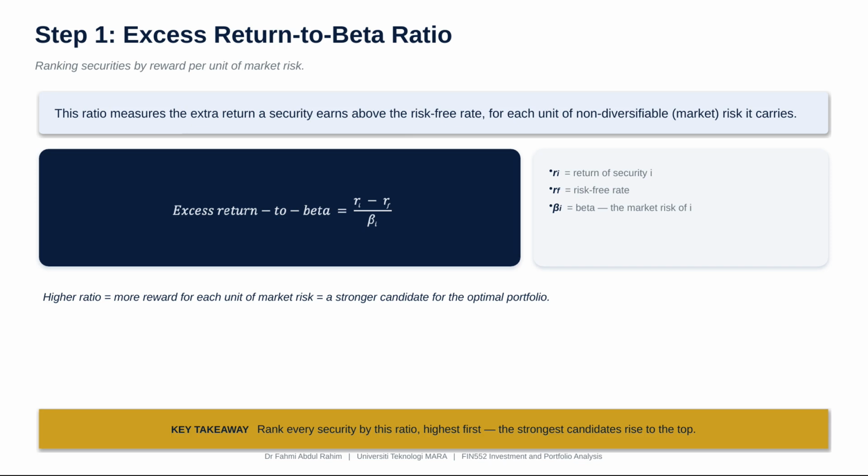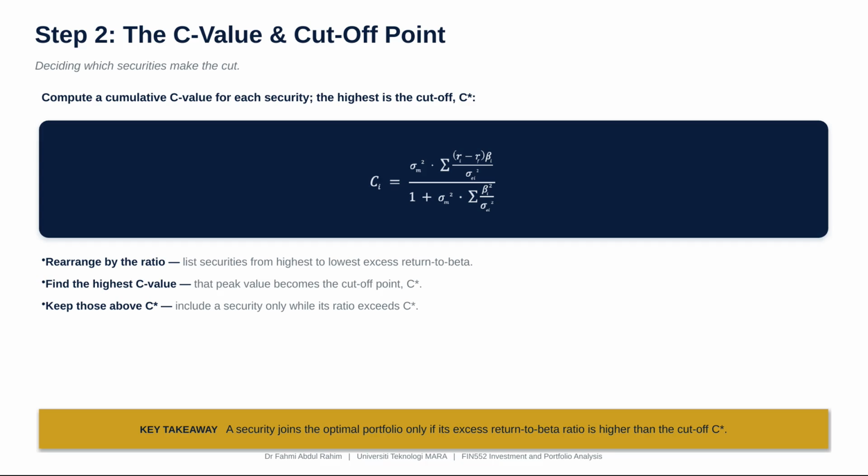Step 2 decides where to draw the line. Step 2 is where we decide which securities actually make it into the portfolio using a cut-off point. For each security, taken in the ranked order from step 1, we compute a cumulative C value using the formula in the navy box. Do not be intimidated by it.